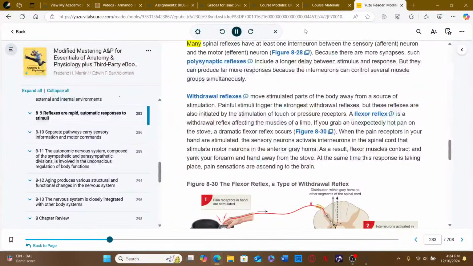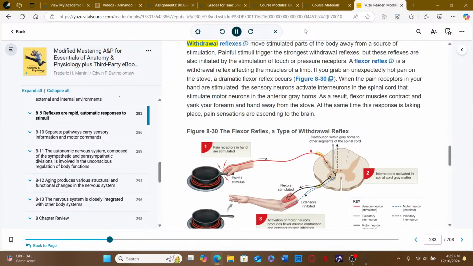Complex reflexes. Many spinal reflexes have at least one interneuron between the sensory, afferent, neuron and the motor, efferent, neuron, Figure 8-28. Because there are more synapses, such polysynaptic reflexes include a longer delay between stimulus and response. But they can produce far more responses because the interneurons can control several muscle groups simultaneously. Withdrawal reflexes move stimulated parts of the body away from a source of stimulation. Painful stimuli trigger the strongest withdrawal reflexes, but these reflexes are also initiated by the stimulation of touch or pressure receptors. A flexor reflex is a withdrawal reflex affecting the muscles of a limb.